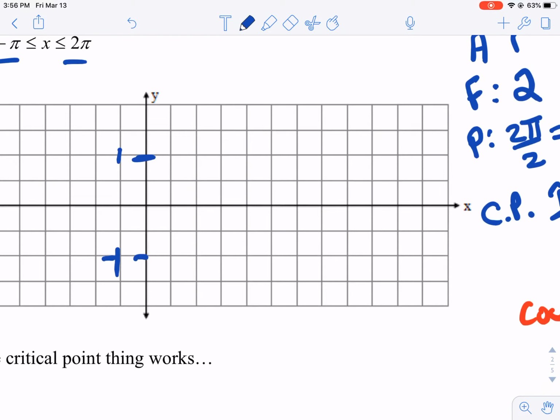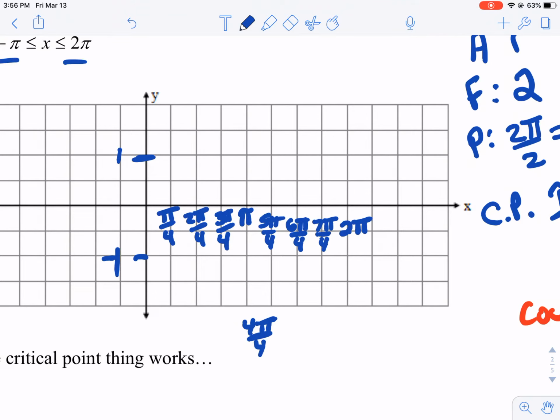So the first line is 1 pi over 4, then 2 pi over 4, then 3 pi over 4, and now this one would be 4 pi over 4. But don't the 4's cancel? So that leaves us with just 1 pi, my period. Then after 4 pi over 4, we get 5 pi over 4. Then 6 pi over 4. Then 7 pi over 4. Then 8 pi over 4, which simplifies to 2 pi.